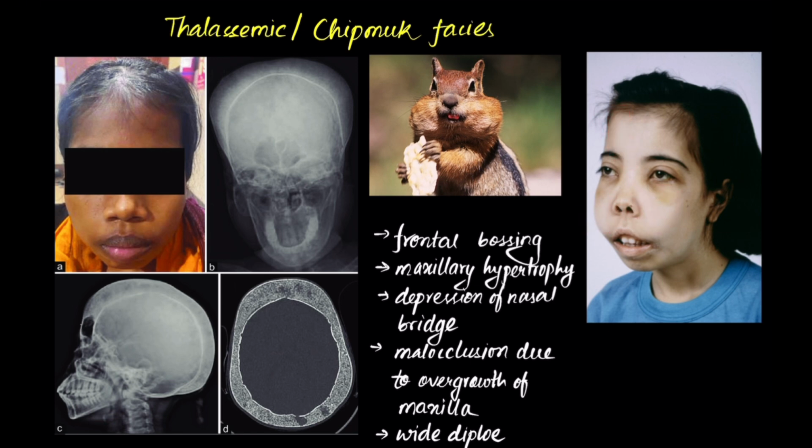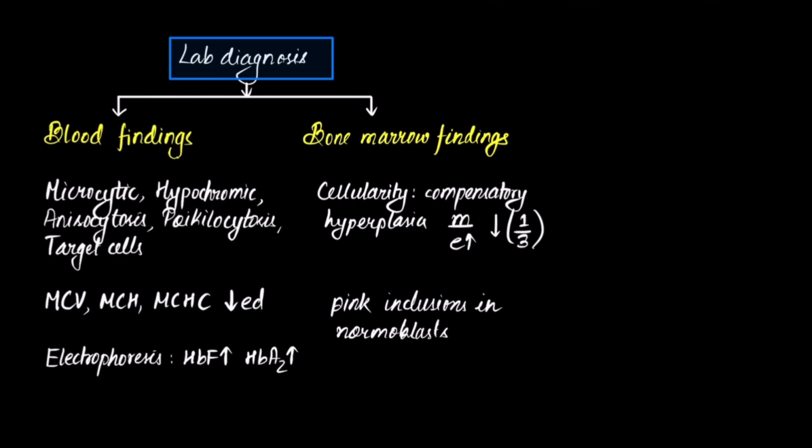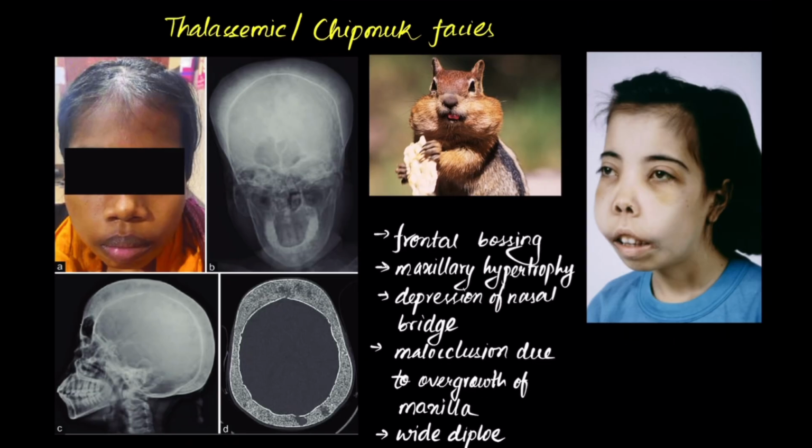Why does maxillary hypertrophy, or the hypertrophy of the bone of the cheek, take place? Due to compensatory hyperplasia. The bone marrow expansion takes place in the cheekbones, leading to prominence of the cheekbone. Nasal bridge depression, malocclusion due to overgrowth of maxilla, as well as the diploe. What is diploe? It is the bone marrow in the skull present in between the two tables of the skull. It widens as well, giving the chipmunk or thalassemic facies.